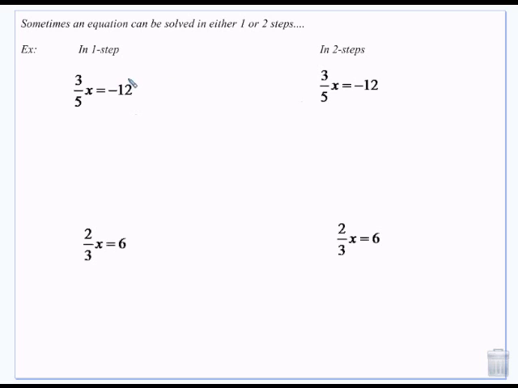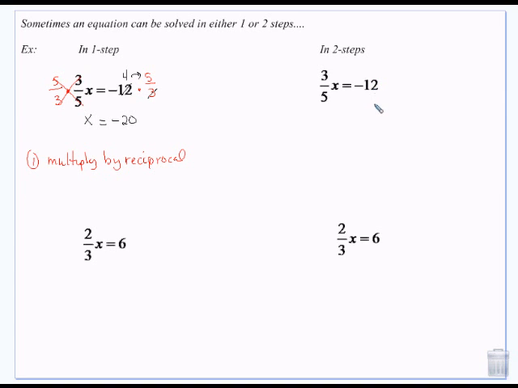If I am going to solve them in one step, I'm going to multiply both sides by the reciprocal. Okay, the reason I do that is because these cancel each other out. And I'm left with x. And then 3 goes into 12 4 times. And so I multiply 4 times 5, so I've got -20. So what I did here is I multiplied by the reciprocal. It's one step. Okay.